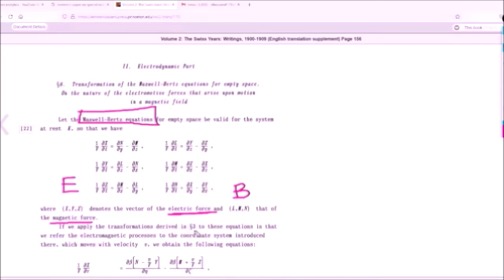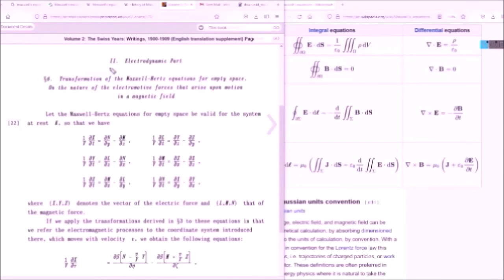If we apply the transformation derived in section 3 to those equations, in that we refer the electromagnetic process to the coordinate system introduced there, which moves with the velocity v, we obtain the following equations. He is going to get a parallel equation by transforming the Maxwell-Hertz equations, in the electrodynamic part: transformation of the Maxwell-Hertz equations for empty space and the nature of the electromotive forces that arise upon motion in a magnetic field.